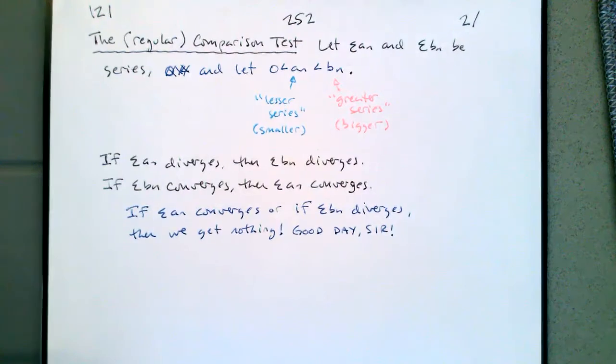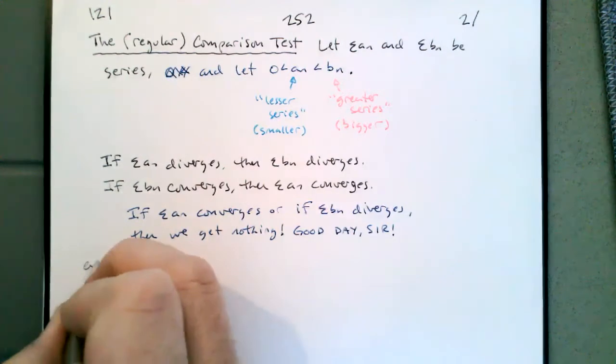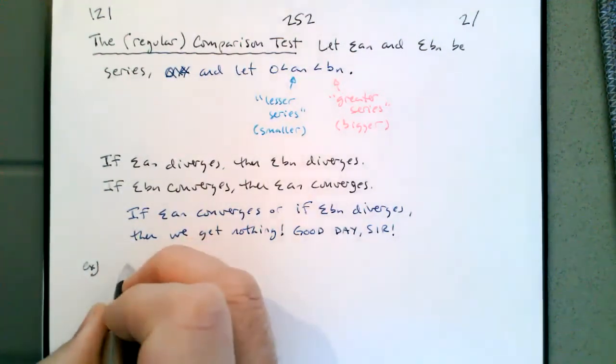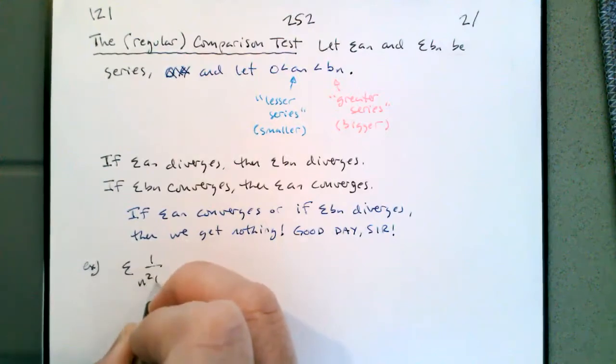Since we're not always going to be able to make this comparison, we have the limit comparison. So let me do an example. For example, the series 1 over n squared plus 1.